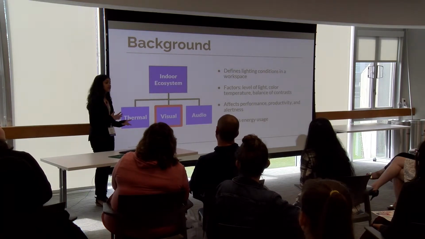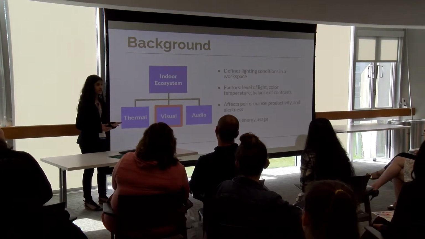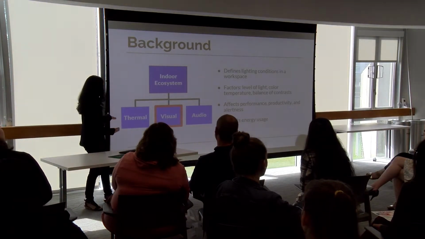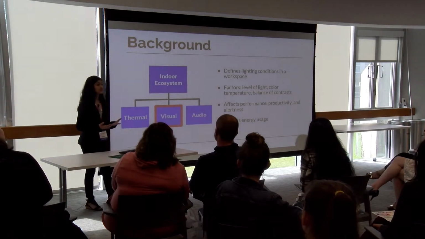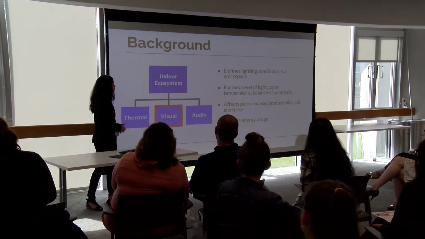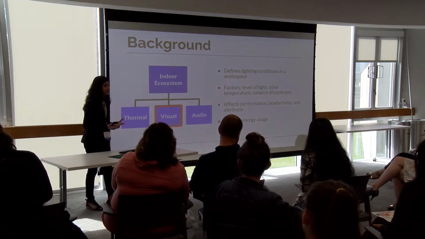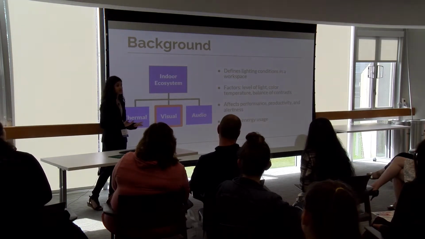In order to expand on the scope of the smart sensor, I decided to independently research visual comfort, which is another axis of monitoring indoor ecosystems along with thermal and audio. Visual comfort essentially defines the lighting conditions in a workspace and depends on factors like the level of light and the color temperature. Lighting affects work performance, the level of alertness, and also impacts energy usage in commercial and residential buildings.